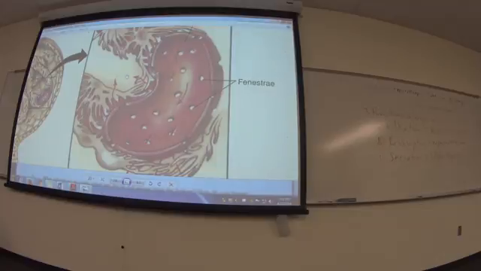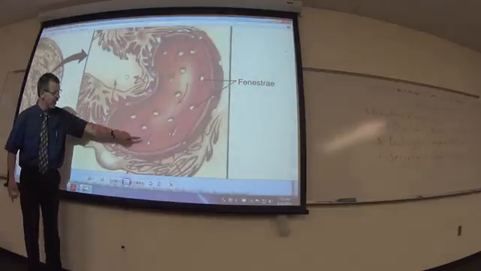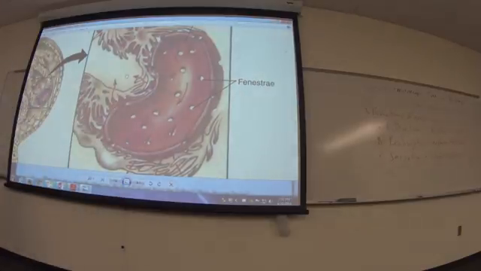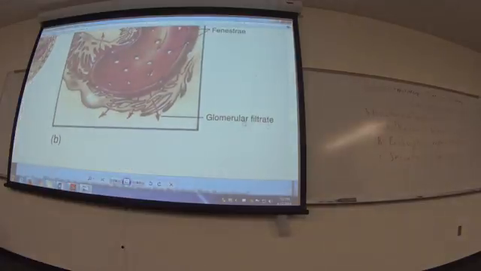So that looks like a colander in my kitchen, right? So why doesn't my macaroni and cheese go into the sink when I strain it? Too big to fit through the hole. So if you think about what this is, the blood is inside the capillary, and things have to fit through the hole to get out of the blood and enter the nephron. So small things can fit through the hole, big things can't.